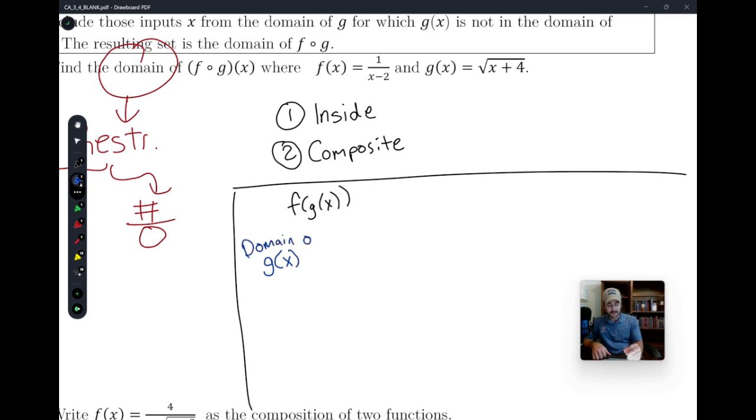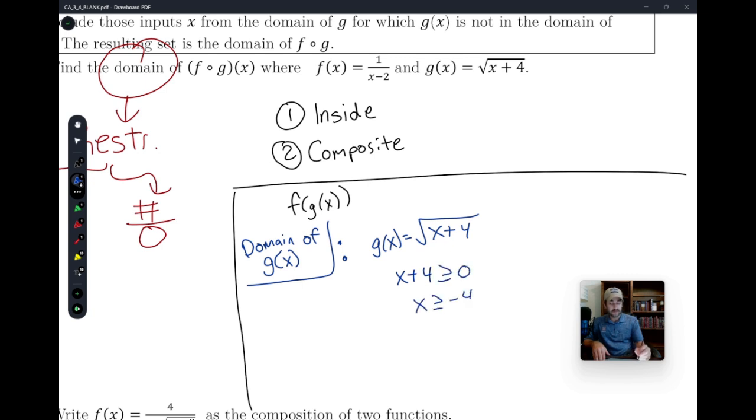Domain of g of x, right? The domain of g of x, we said we can't have any bad numbers in the middle, right? So we've got g of x equals the square root of x plus 4. We say x plus 4 better be bigger than or equal to 0, which means that x better be bigger than or equal to negative 4, which means that our domain is going to be from negative 4 to infinity. And anything below that we have to cross out of our domain.